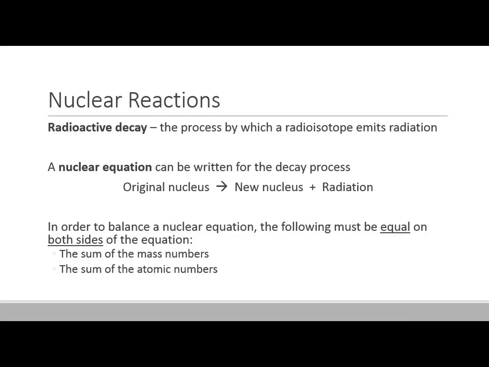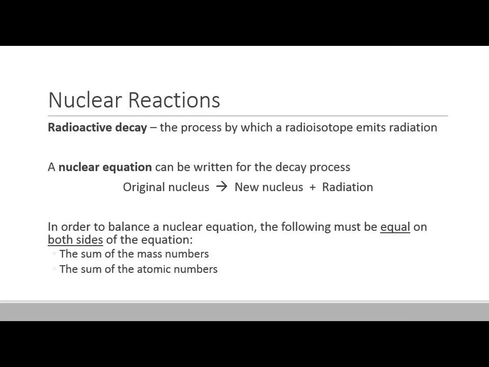So when something radioactively decays, it's going to give off radiation. And we can actually write this as an equation, kind of like a chemical equation. And just like a chemical equation, we need to balance this thing. But it's far different than balancing a normal chemical equation, because during normal chemical reactions, you cannot transmute elements, right? If you start with a carbon atom, you need to end up with a carbon atom. But that doesn't work so well with radioactive equations, because it turns out that you actually can change elements.